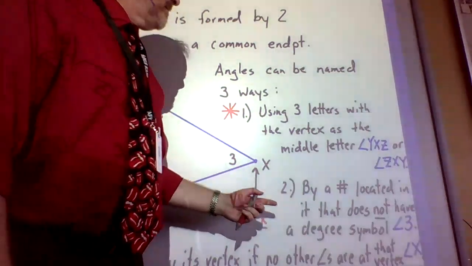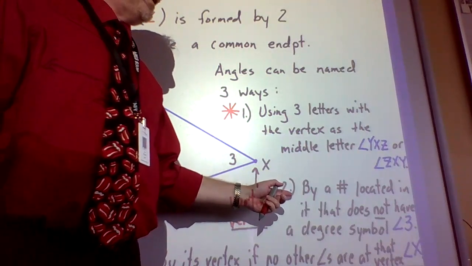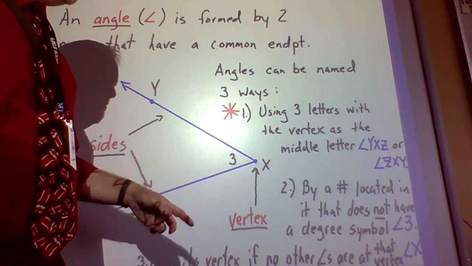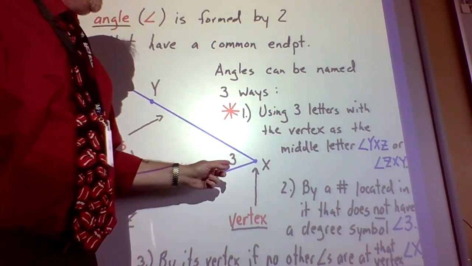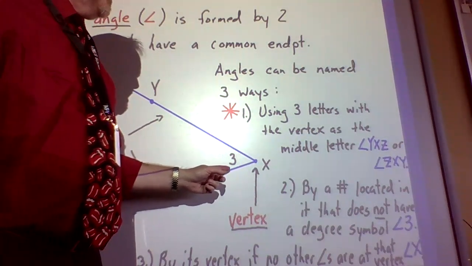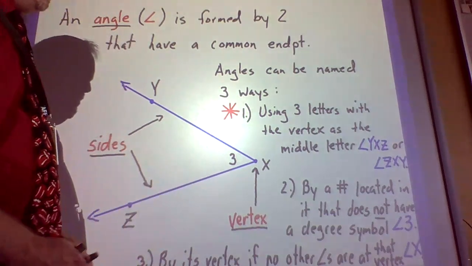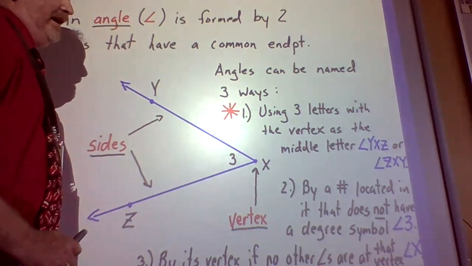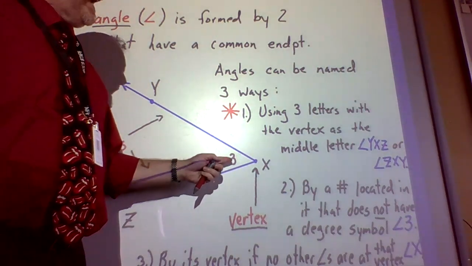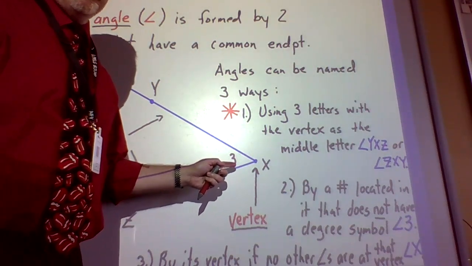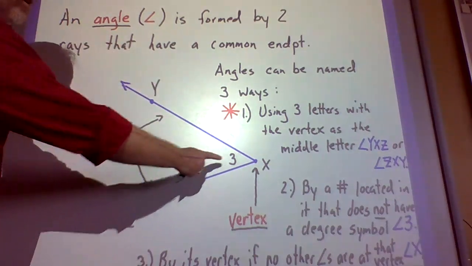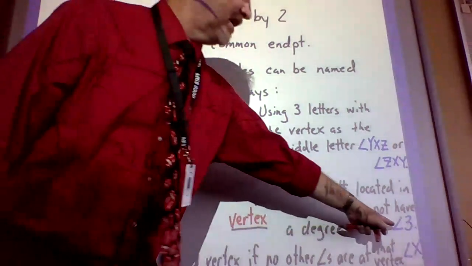Sometimes, and this is the way we'll probably use the least, but they do it because it sometimes confuses us with other things. If there is a number located in it that does not have a degree symbol, a little degree symbol is a little circle or a dot up here, that means that is its name. So you could also call this angle, angle 3, which I've done right here.